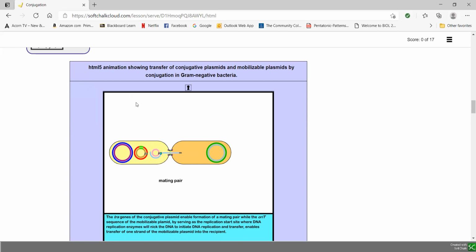the mating pair. So as long as one bacterium has TRA genes, either in a conjugative plasmid or a conjugative transposon, and can form a mating pair, other plasmids can be co-transferred. Now, in this case, only a strand of the mobilizable plasmid was transferred, and then both strands make a complementary copy of themselves.